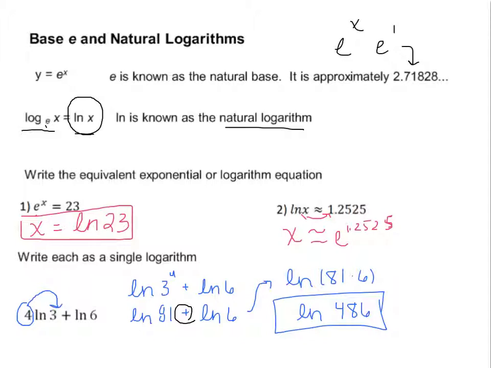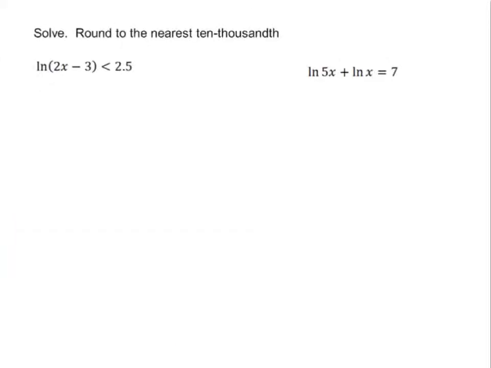Next, we're going to do some solving. So here we want to solve, and we want to round to the nearest 10,000th. Recall when we have our less than or greater than signs. If we had the natural log of x is greater than y, that's the same thing as saying x is greater than e to the y. And if we have the natural log of x is less than y, that's the same thing as 0 is less than x is less than e to the y. Those are the same exact equations as our log values that we did earlier in this chapter.